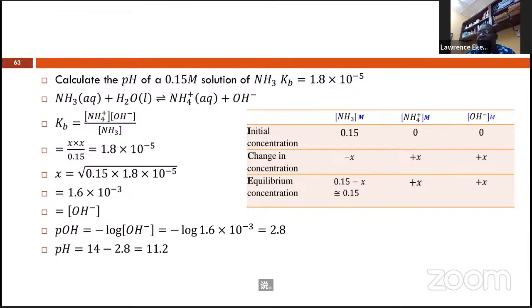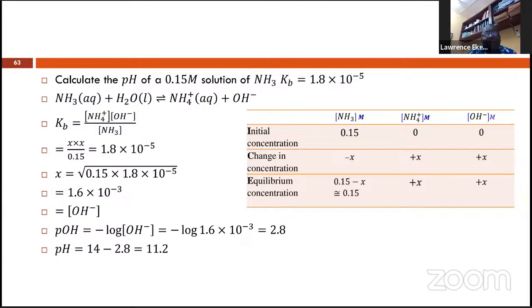We make S squared the subject of the formula, and we can now evaluate for S. So S becomes the square root of 0.15 multiplied by 1.8 times 10 raised to the power minus 5, and the answer is 1.6 times 10 raised to the power minus 3. That is the concentration of the hydroxide ion. Since we know the concentration of the hydroxide ion, we can now use the formula to evaluate the pOH. Remember, we said that pOH is the negative log of the hydroxide ion concentration.